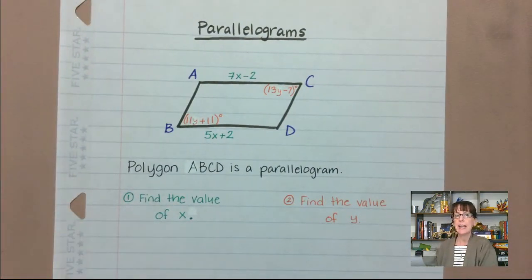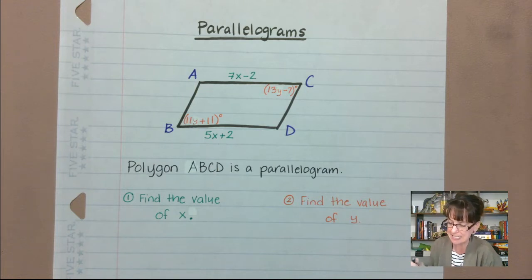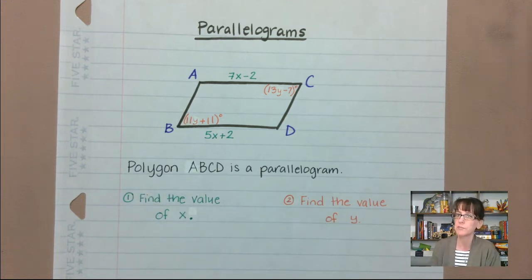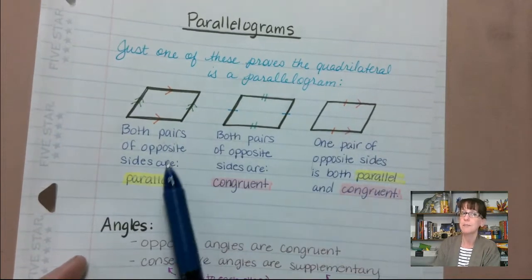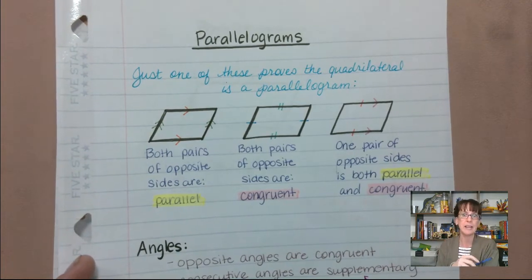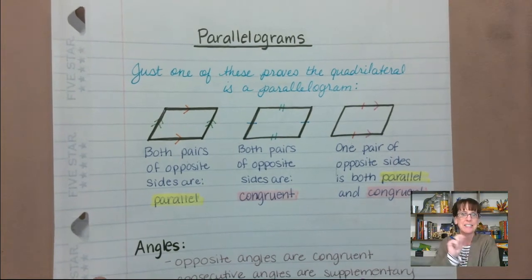Let's take a look at our polygon here. Polygon ABCD is a parallelogram. Make sure to draw this out in your notebook. Now that we know this is a parallelogram, we can apply some of our rules. First, let's talk about the sides. Because we know this is a parallelogram, all of these apply: both pairs of opposite sides are parallel, both pairs of opposite sides are congruent, and one pair of opposite sides is both parallel and congruent.